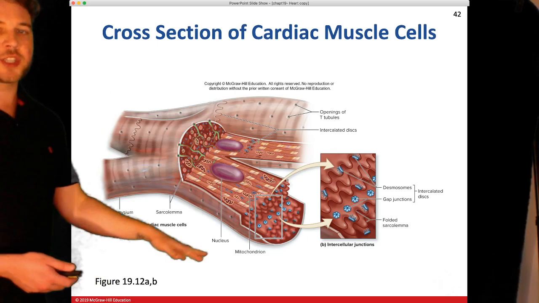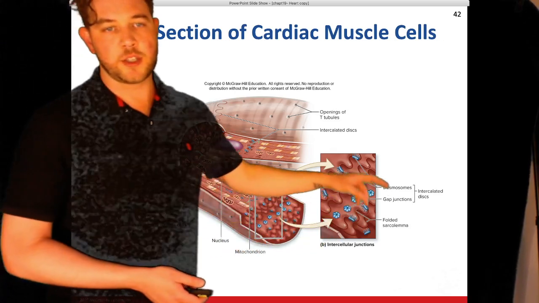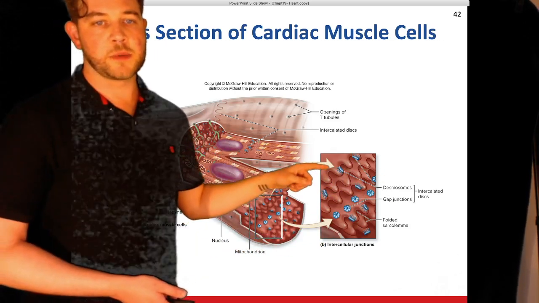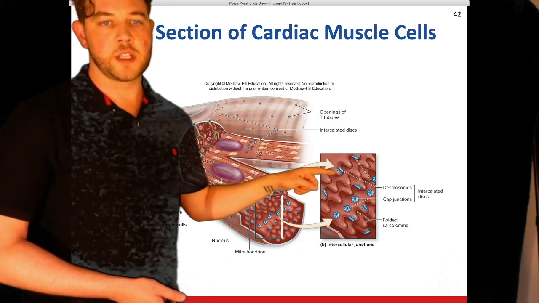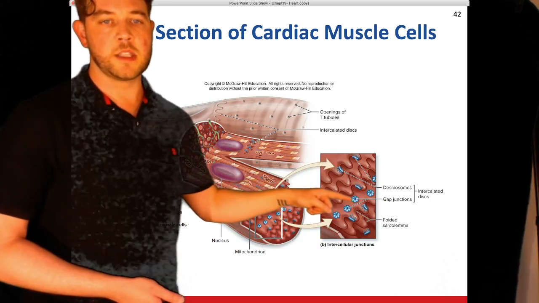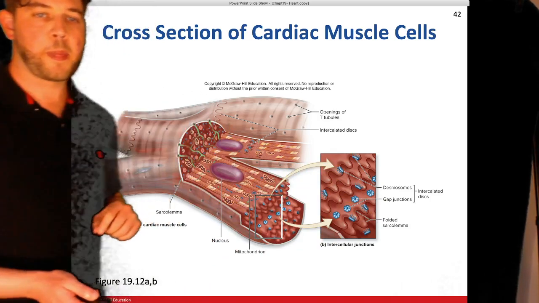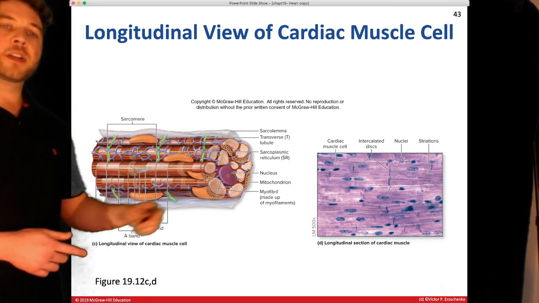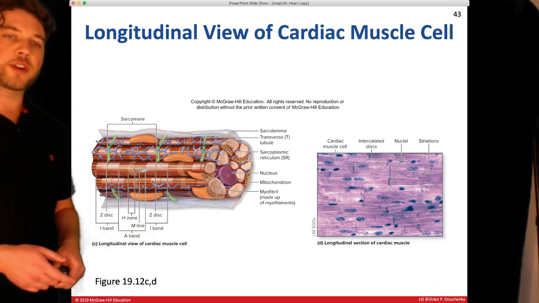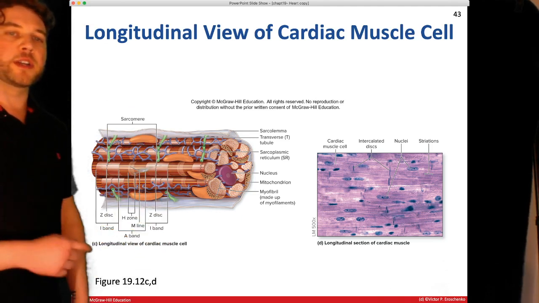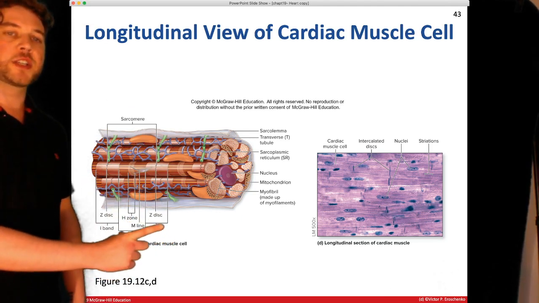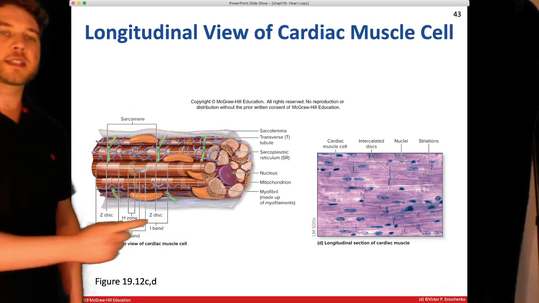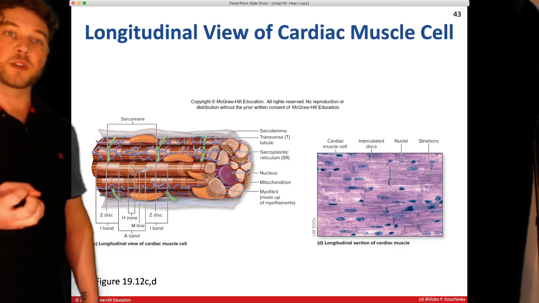Here is just a cross section of that. You can see the intercalated discs, and here your desmosomes, and then your gap junctions. So again, these are physically linking them, and these are creating ion pores. There is just the structural view of your cardiac muscle cell. You can see your sarcomere here. Remember, the sarcomere is the unit of contraction. It'll go from Z disc to Z disc, and that shortens, and as that shortens, the muscle cell shortens.